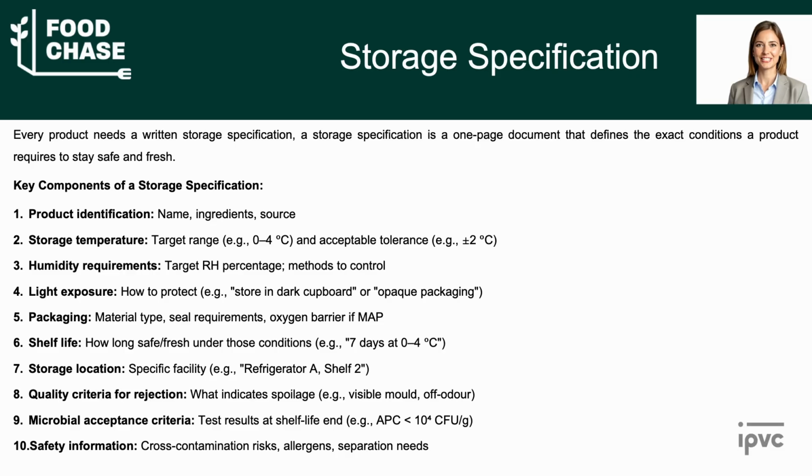A storage specification is your map. Without it, different people on your team might store the same product in different ways, and you have inconsistency and problems. With it, everyone knows exactly what is required. When you write a storage specification, you are thinking through the product's vulnerabilities. If it is fresh produce, you think, what temperature stops bacterial growth but preserves freshness? What humidity prevents wilting? Do I need to protect it from light?